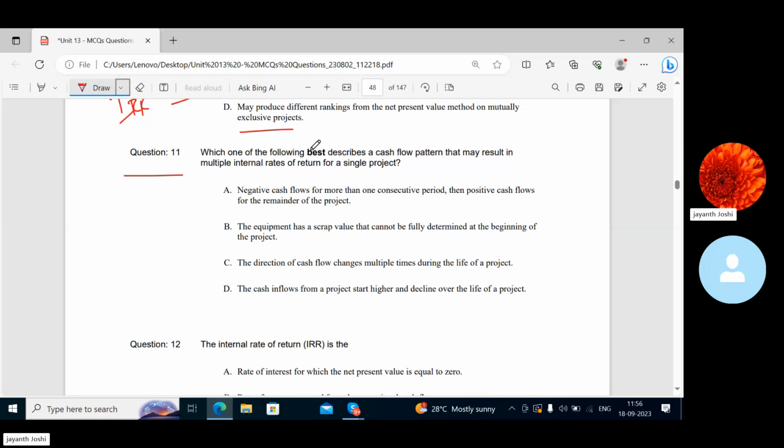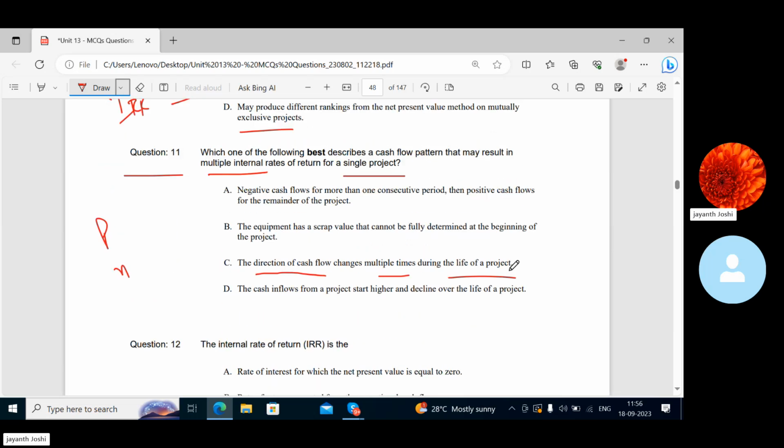Which of the following best describes a cash flow pattern that may result in multiple IRRs for a single project? See, if you have positive cash flows and negative cash flows during the lifetime of the project, then you can have a problem of multiple IRR, right? You will get two IRRs. So the direction of cash flow changes multiple times during the life of a project. If that happens, then there is a problem of multiple IRR, correct? Shall we move forward?